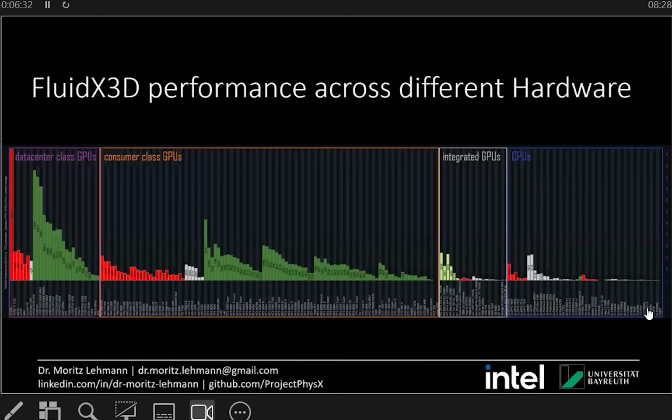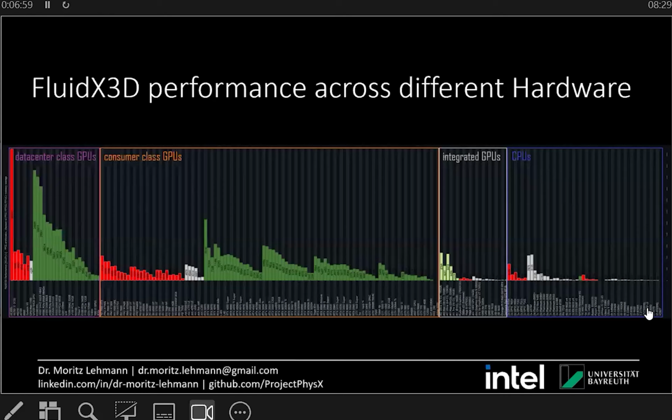Yeah, and then FluidX3D also runs on integrated GPUs, and there's very exciting options also here. There is the Intel Meteor Lake, for example, where you can just plug in 128 gigabytes of memory. AMD's integrated GPUs, there's also a new one, Strix Halo, but it's not yet on this chart, unfortunately. And this is the Apple integrated GPUs from the M1 and M2 chips. They have quite good performance.